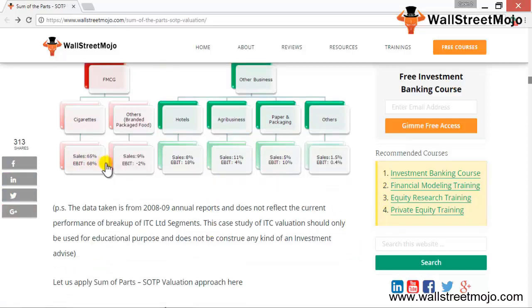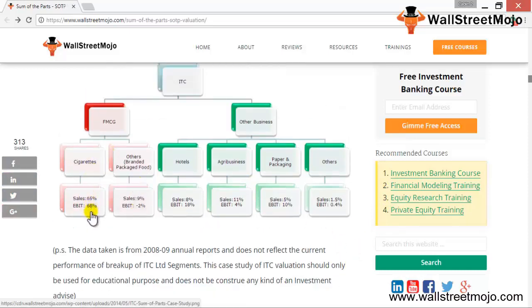Alright, so sales for cigarettes is 65%, while for hotels it is just 8%. So hotels contribute just 8% of the overall revenue, while cigarettes contributes 65% of the overall revenue. So the emphasis here would be always on cigarettes. That's the basic core business of the company.